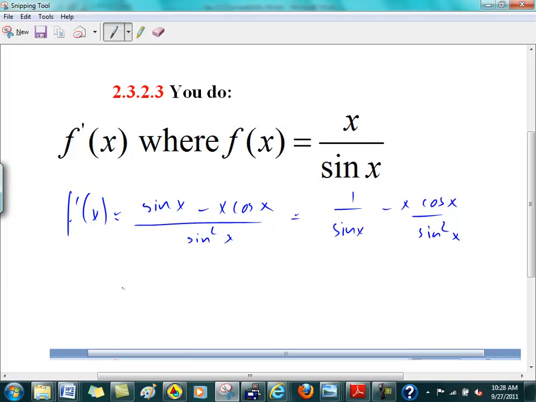And just to show off some of the trig identities, you know that this should be CSC x minus x. Cosine over sine is cotangent, so it's cotangent x times 1 over sine x, which is CSC x. Okay, or written in a different way, it would be 1 minus x cotangent x CSC x. Okay, so that would be the simplified form.